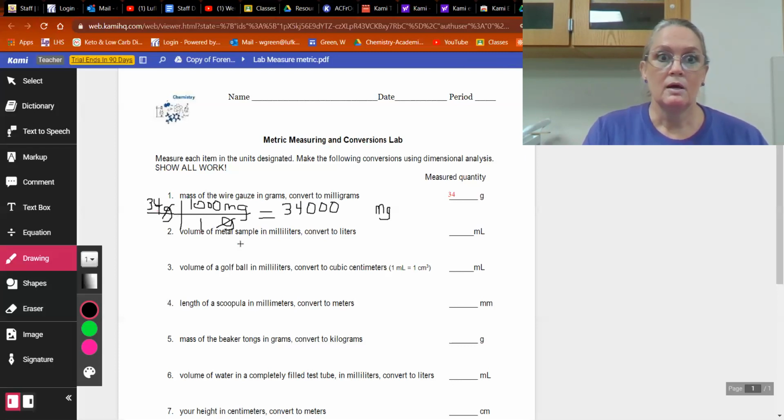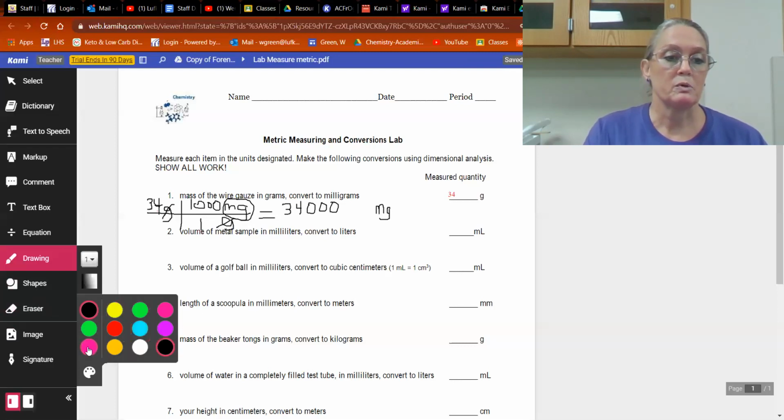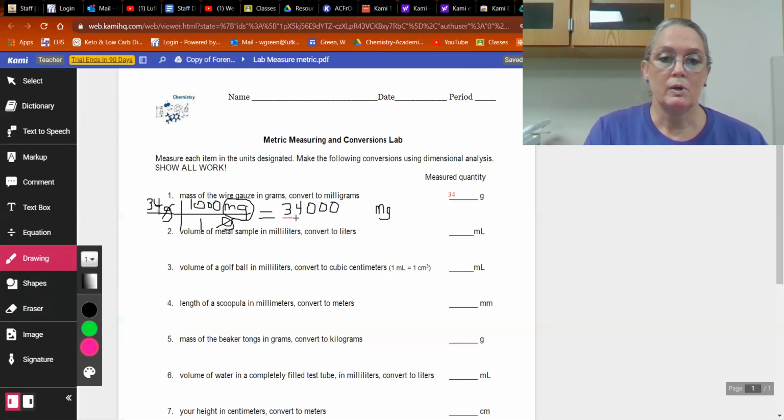With any luck, the only unit you have left is what you were looking for, and it's on the top. The only unit I had left was milligrams. It's on the top. That is what I was supposed to do. To help out your teacher, because if you have me as a teacher, I need all the help I can get, go ahead and underline it or highlight it, or in some way let me know that that's where your answer is after you've shown your work.